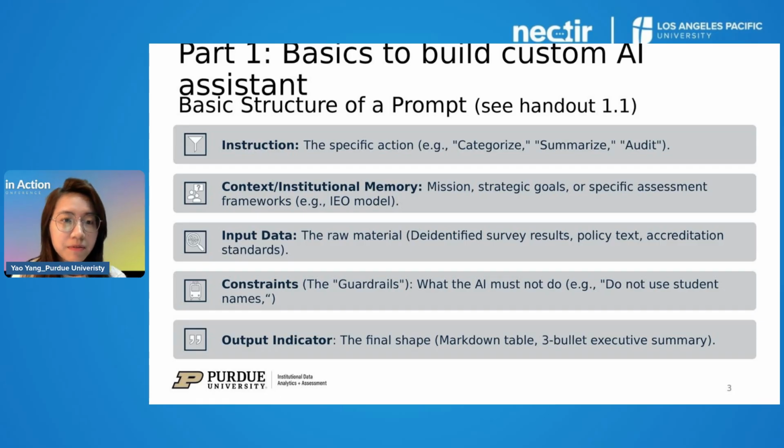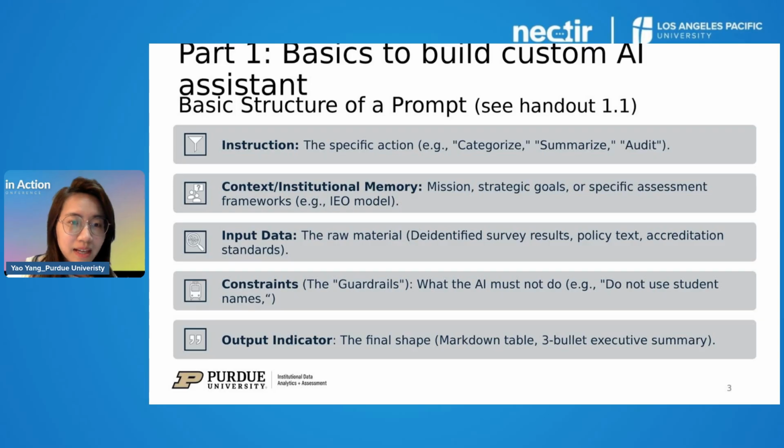And the fifth key component is an output indicator. This tells our assistant what the final answer should look like, maybe a table or a short executive summary for different audience types. So I think with these 5 components clearly defined in your prompts, the AI becomes much more consistent and reliable. That is the area we have been struggling with when using AI.